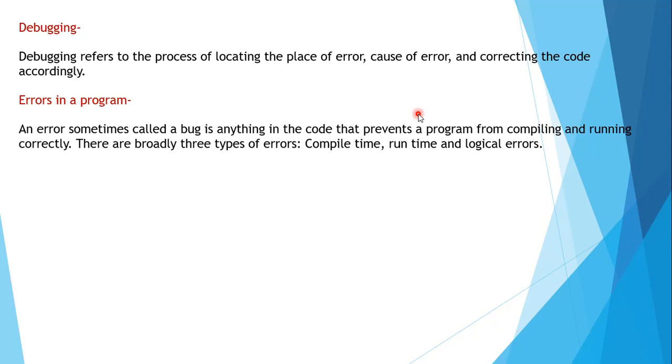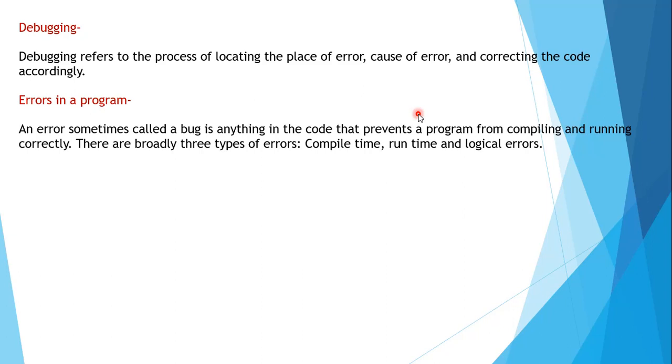So an error, sometimes called a bug, is anything in the code that prevents a program from compiling and running. Now there are two different terms, compiling and running. What is the difference between them? Compiling means that if you have written source code and you go for fetching the values, and nothing is wrong in the code, it will compile. Once it is compiled properly, you can run it and see the output. At the time of compilation you are just checking whether the code is proper or not, and at the time of running you take that compiled code and get the output from it.